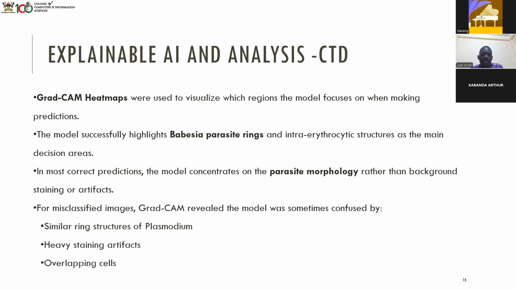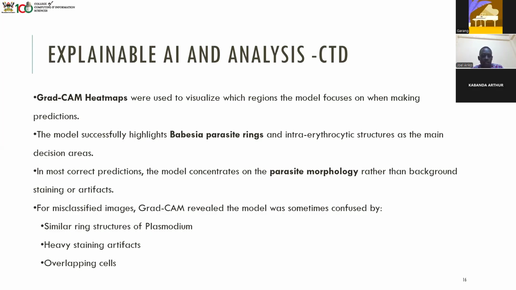Then for the explainable AI analysis, of course, we used the heat maps as you saw previously. We used these heat maps to visualize the regions the model focuses on when making predictions. Here we also used the confusion matrix, and my colleague will explain those results, but it is one of the explainable AI aspects whereby we visualize results using the confusion matrix.